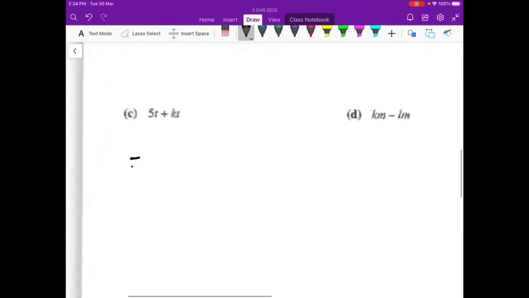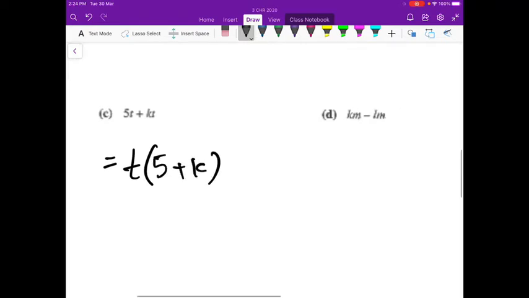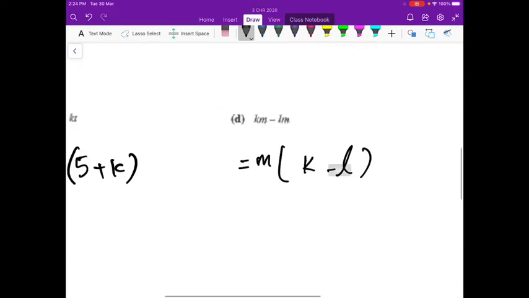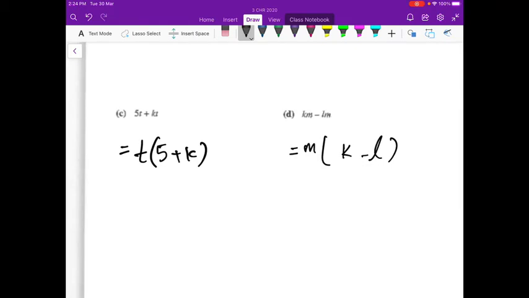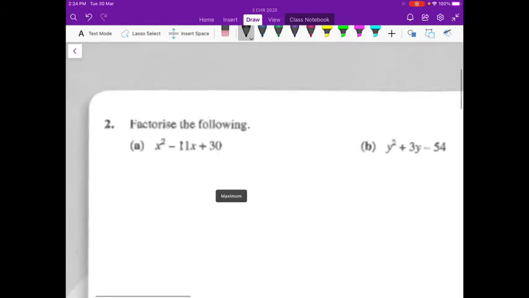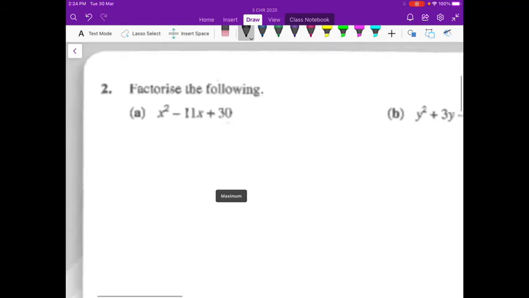Okay, next one. Common factor. Chen Si, what do we have? What is the common factor? T. What is inside? 5 plus K. Next. Common factor. Nivian. Finish. Let's go. L. Okay, now we move faster.